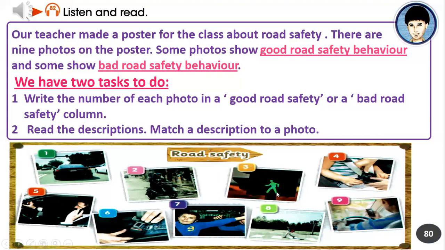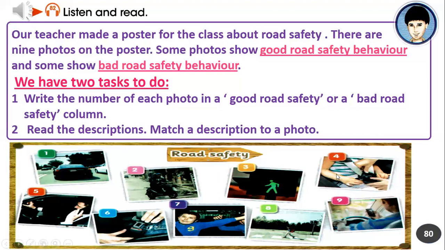In number three, we have the green man in the road signal. This green man refers to allowing the people to cross from the zebra crossing. And this is good road safety behavior.